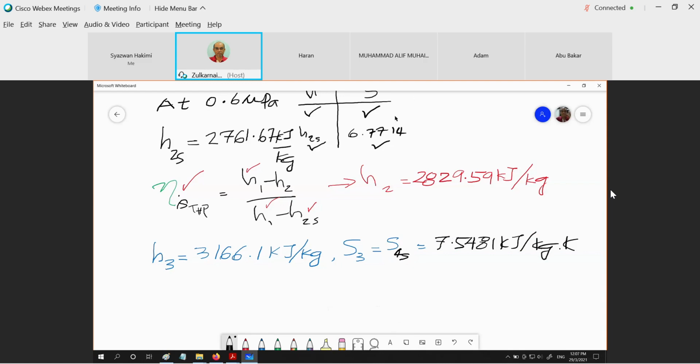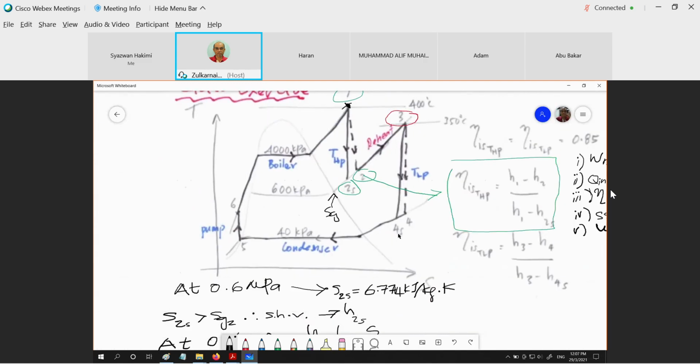So what's next we have to do? Now we have got this S4S. S3 is equal to S4S. After getting the S4S, which is equal to S3, what do you think we need to do? H4S. How do we get H4S? Can we get H4S without knowing the state of 4S?